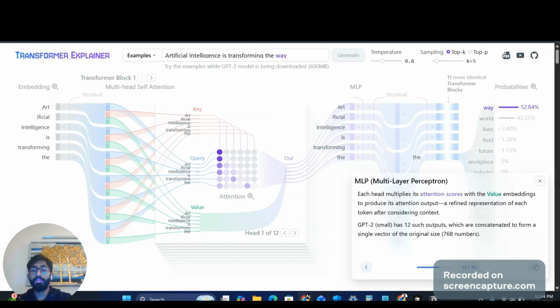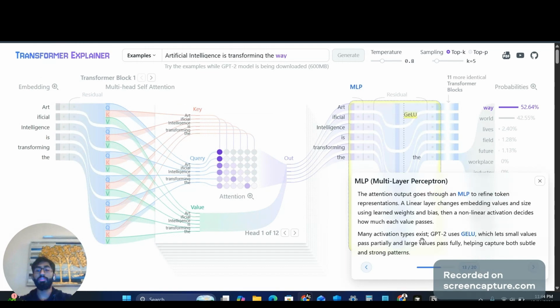Moving on, we have the multi-layer perceptron. The multi-layer perceptron takes the output and refines the tokens' representations. A linear layer changes embedding values in size using learned weights and biases. Then a non-linear activation, I believe it's a ReLU, decides how much each value passes. Okay, so they're using GLU. I don't know what GLU is, to be honest with you.